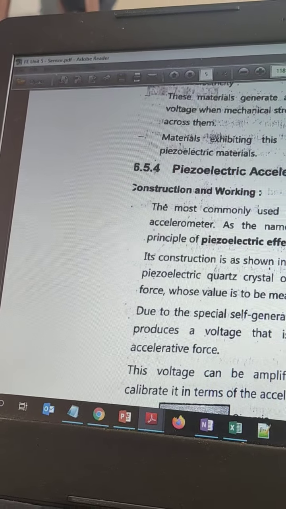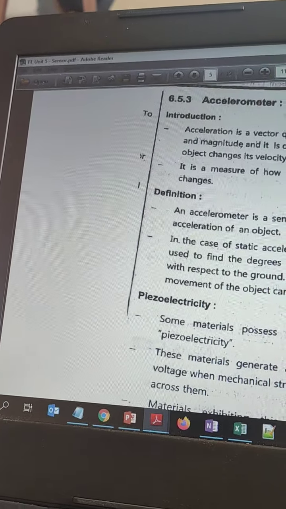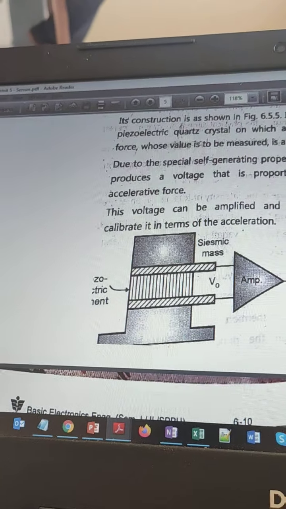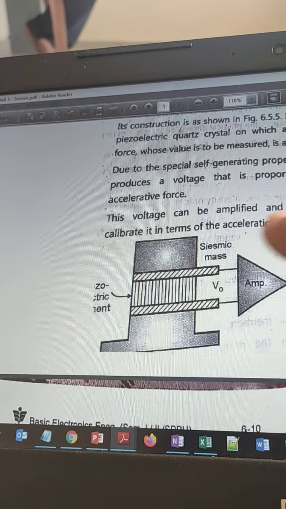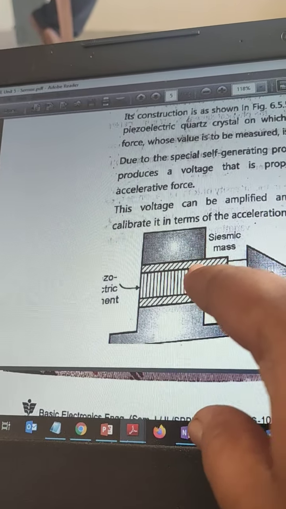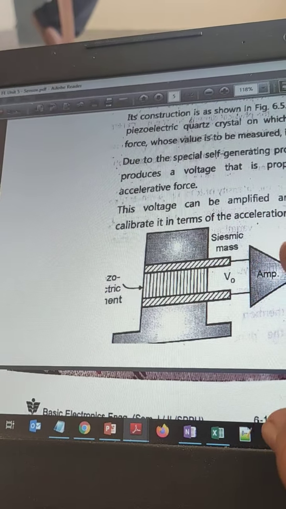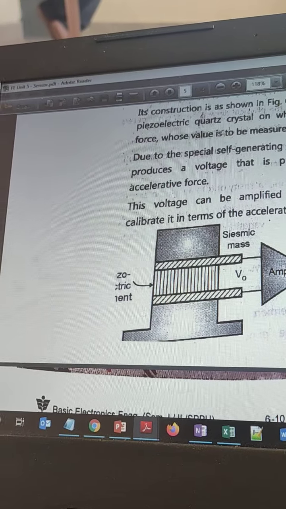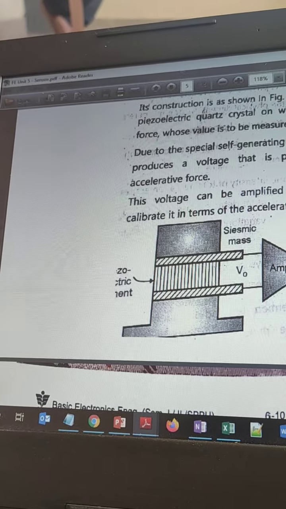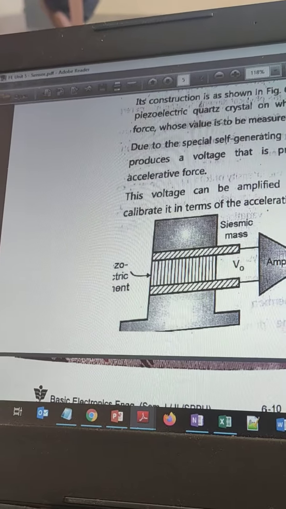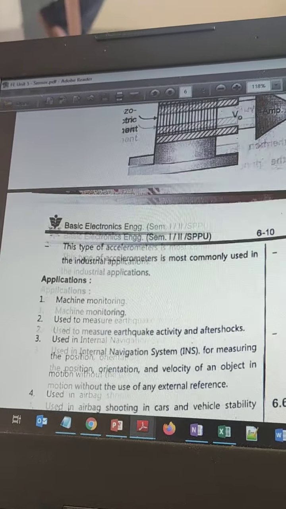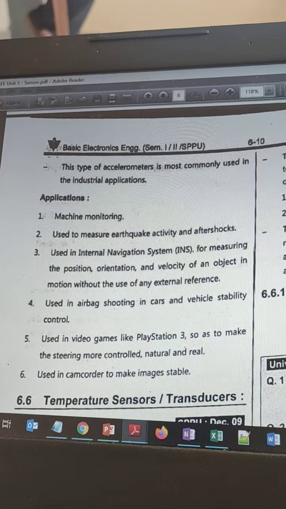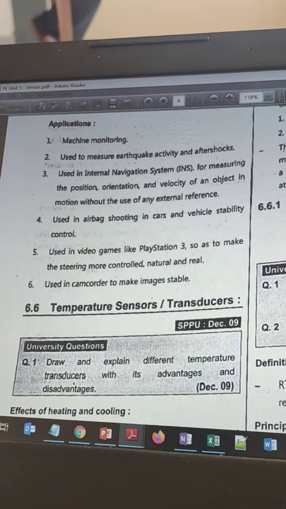Suppose a question is asked like this: explain accelerometer or explain piezoelectric accelerometer. You have to draw this particular diagram and explain. Explain the purpose of the piezoelectric element: due to its self-generating property it produces a voltage, and that voltage we apply to an amplifier, then to a processor to process in terms of calibration, and then we display the particular acceleration on the display. And mention different applications such as machines, earthquakes, the inertial navigation system, video games, and also the camcorder.